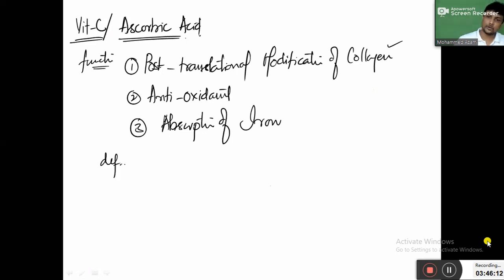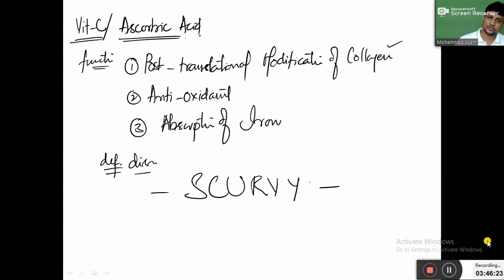And what about deficiency? The student knows that disease perfectly. We have been learning from LKG UKG. Vitamin C deficiency will lead to scurvy. Is it okay? Is it fine? That's all. By this we complete the vitamin B complex as well as vitamin C.